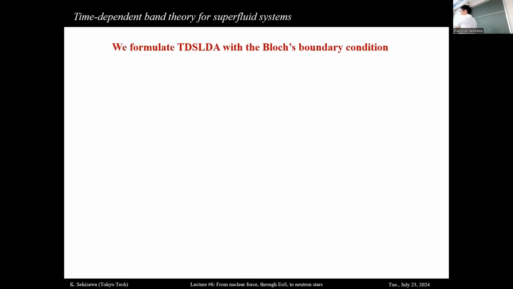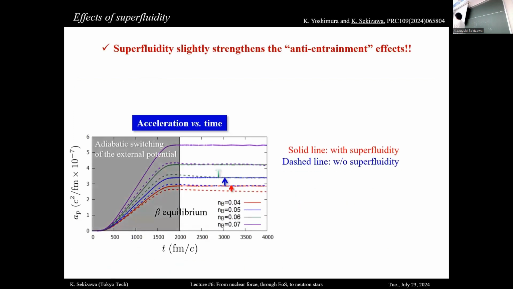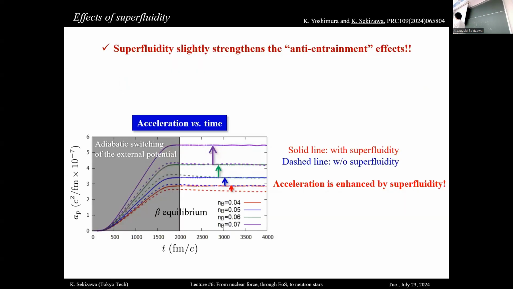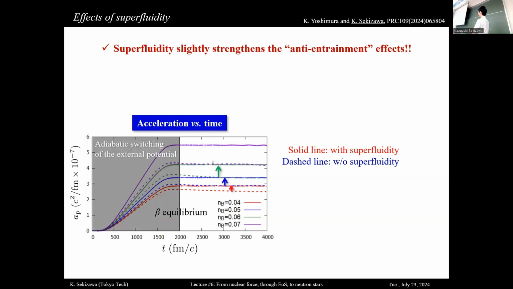In the remaining two minutes, I will skip the details, but we have extended this to include superfluidity using HFB. In the end, what we found is that superfluidity does not significantly affect the anti-entrainment effect, but slightly enhances it. Anyhow, we could do such an extension.